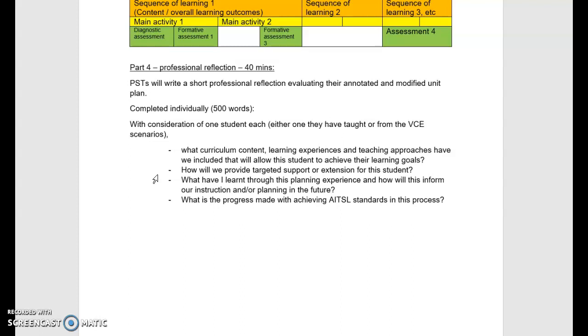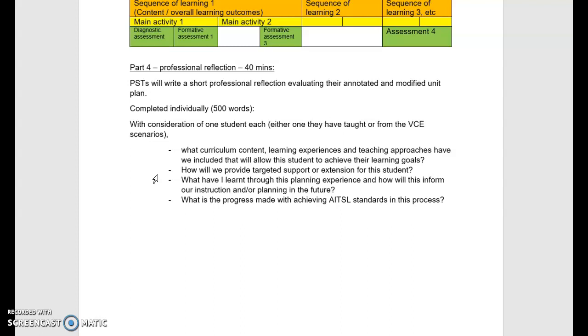There is so much to write here. So you need to make a judgment, again, as to the most important aspects you should be addressing in accordance to the assessment as instructions. Third question, what have I learnt through this planning experience, and how will this inform your instruction and planning in the future? So here you obviously discuss what you've learnt through this planning experience, and you need to be as specific as possible as to how the learned skill applies to either instruction or to planning. What does it actually look like?